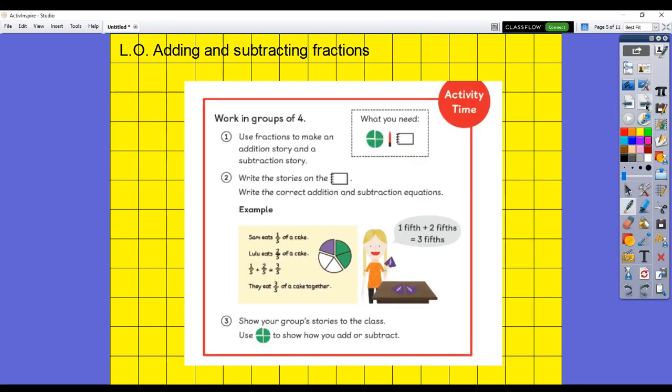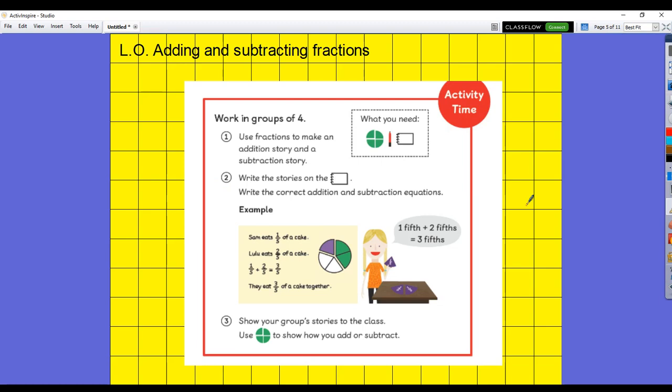Okay? So I want you now to pause the video, and I want you to, if you can, work in groups of 4, only if you can. I want you to use fractions to make an addition and a subtraction story. Write the stories on a piece of paper. Write the correct addition and subtraction equations.